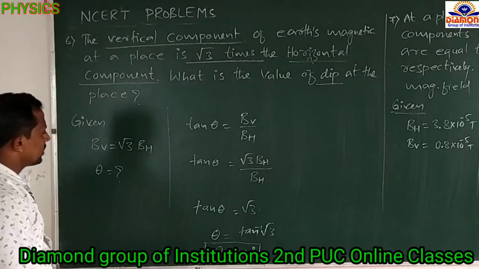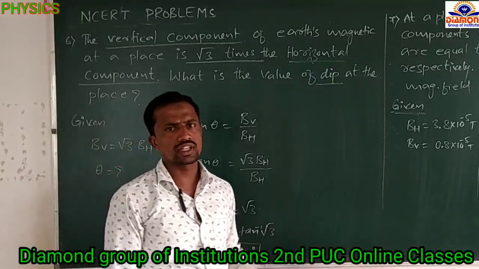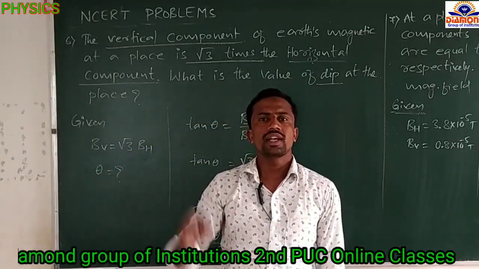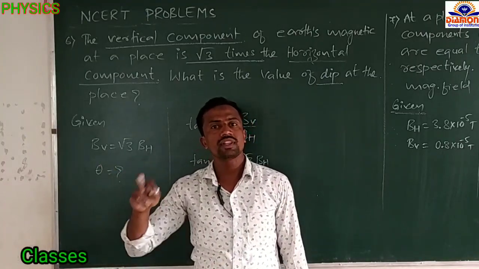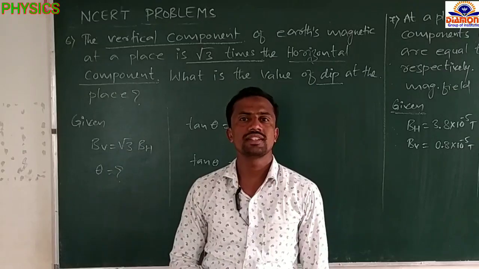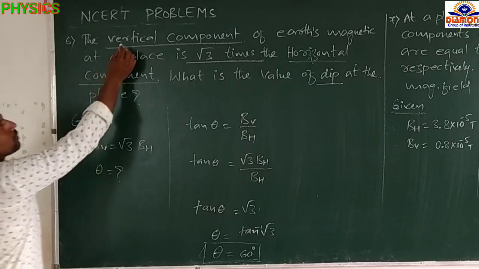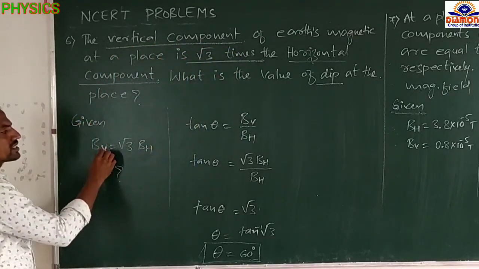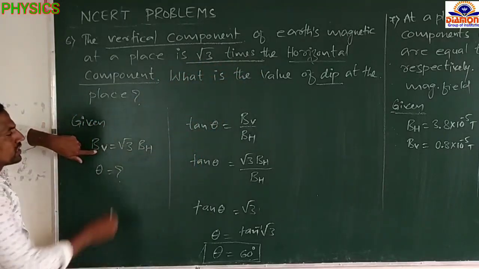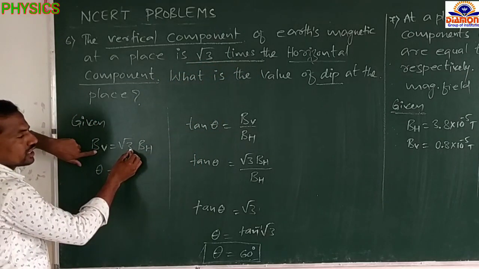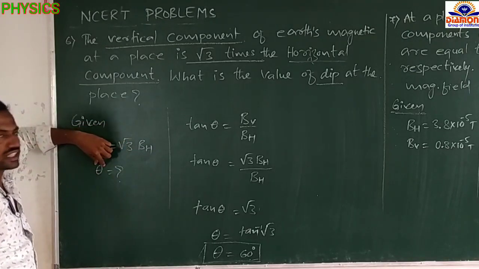Then, for example, what is dip? We discussed it in the last 2-3 classes. Dip is the angle made by the earth's total magnetic field with the horizontal component. In this case, BV, the vertical component of earth's magnetic field, is root 3 times the horizontal component, so we write root 3 into BH. We are calculating the theta value.